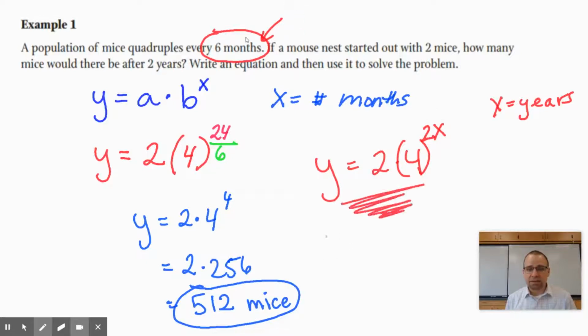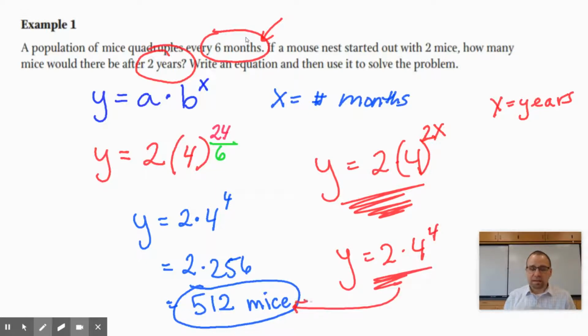This is okay too. And then you have to think, well, wait a minute, it's going to be 2 years. So 2 times 2 is 4. y equals 2 times 4 to the 4th power, and you get the same answer. Either way will work.